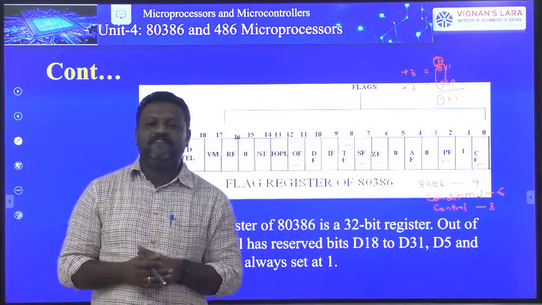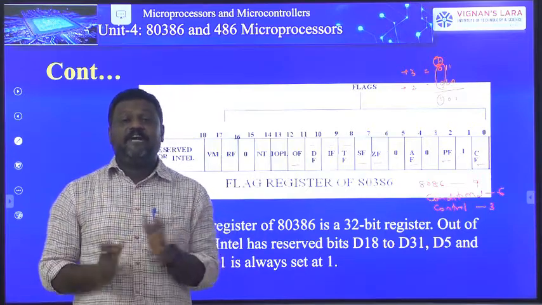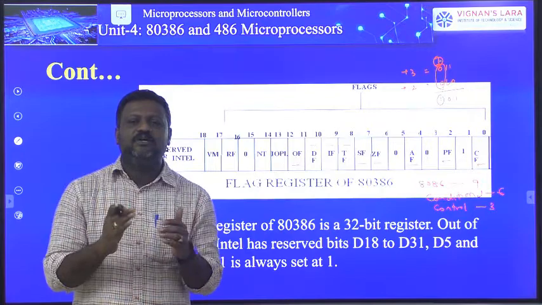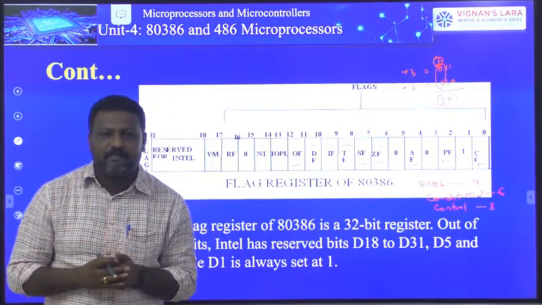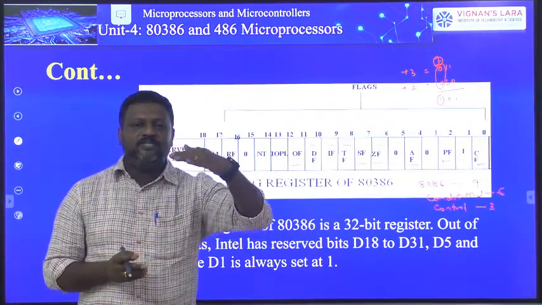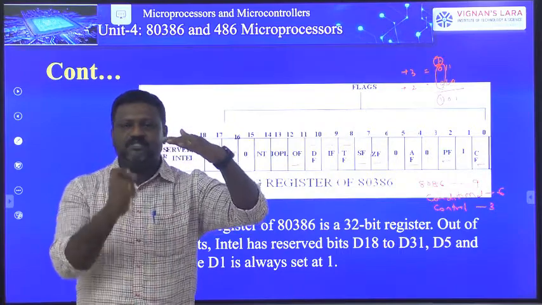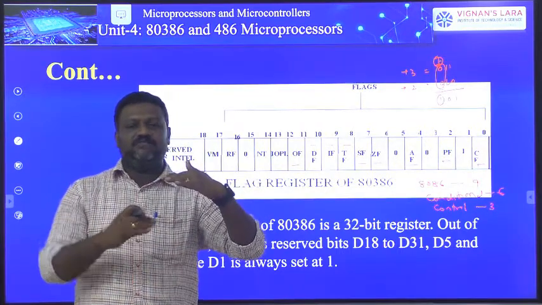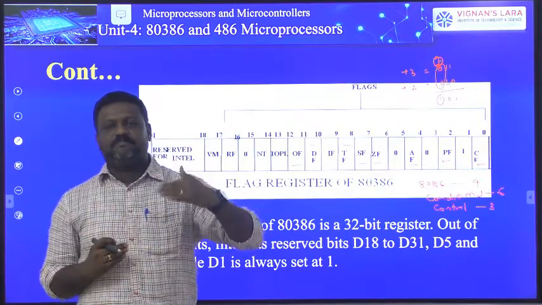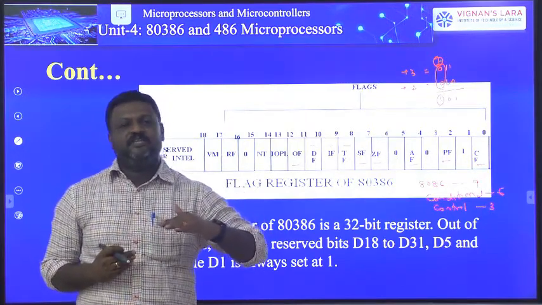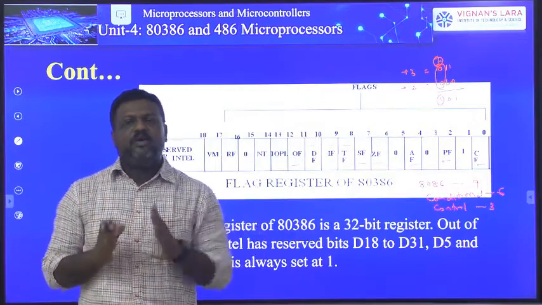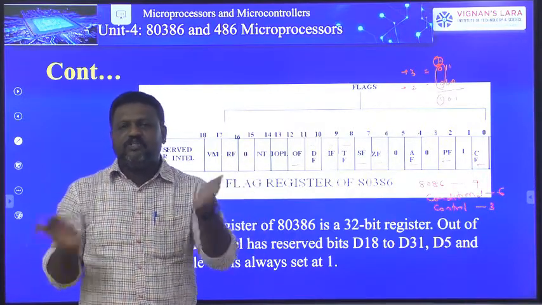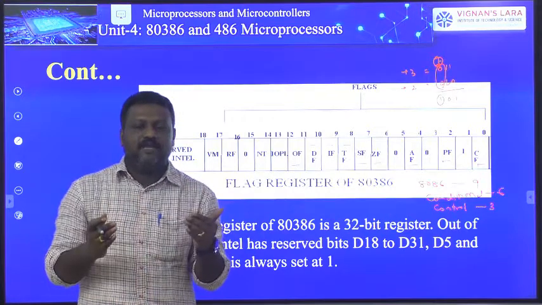And the next one is TF, trap flag. If the trap flag is set to 1, then your processor operation enters into single step execution mode. That means it will execute one instruction and produce the result to the user. Later it will execute a second instruction, again give the results to the user, and then execute a third instruction, like this. That means it can't execute the whole program at a stretch. It will execute the program instructions one after another.